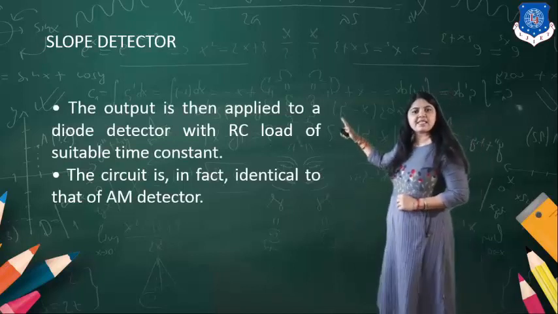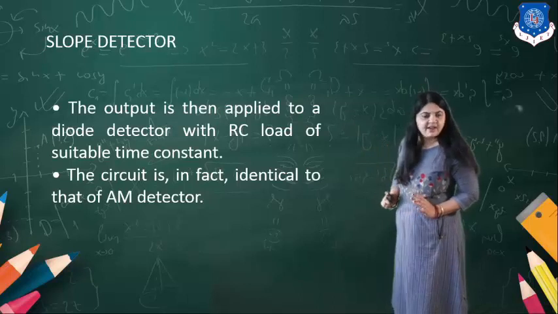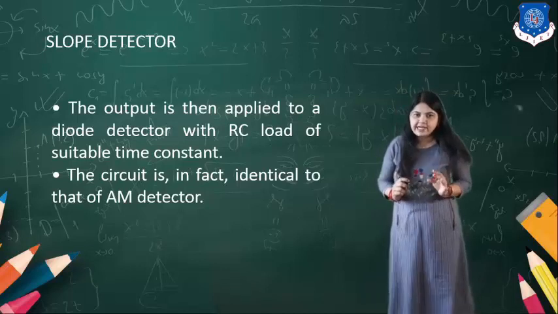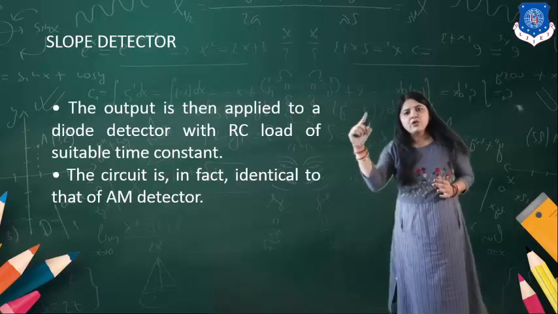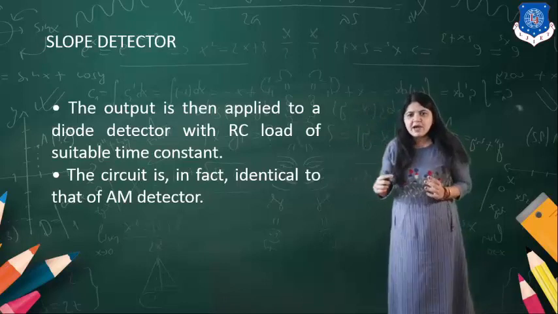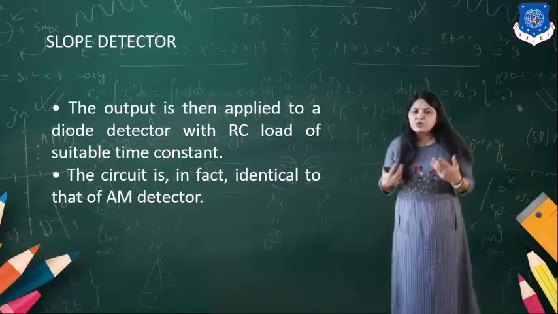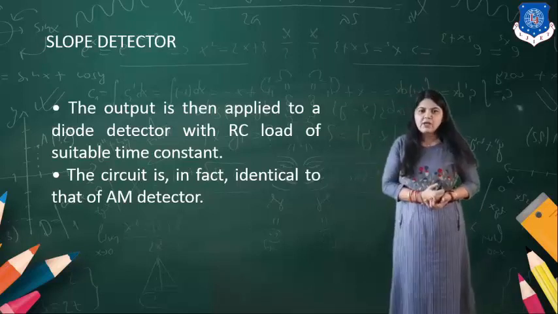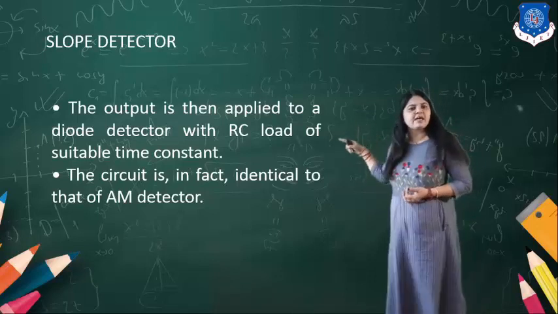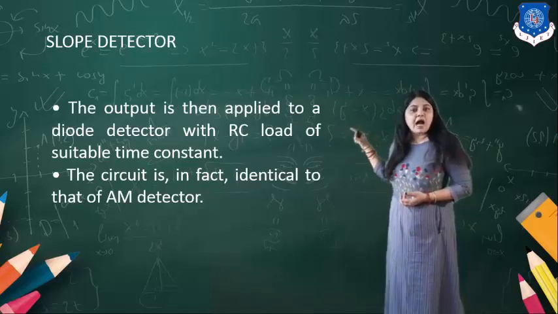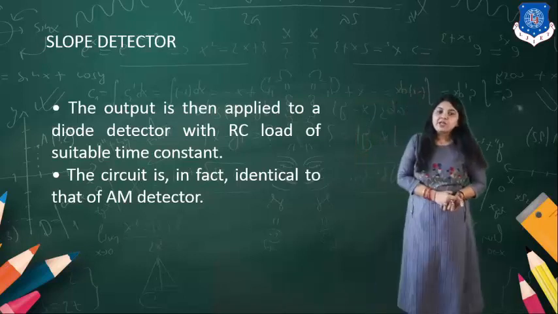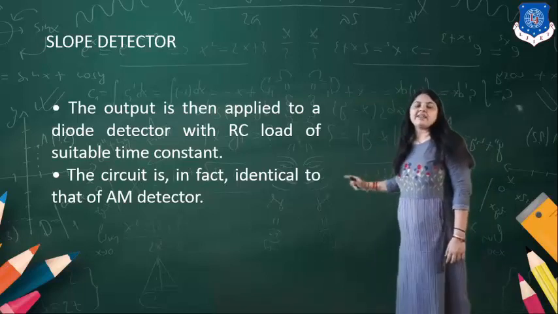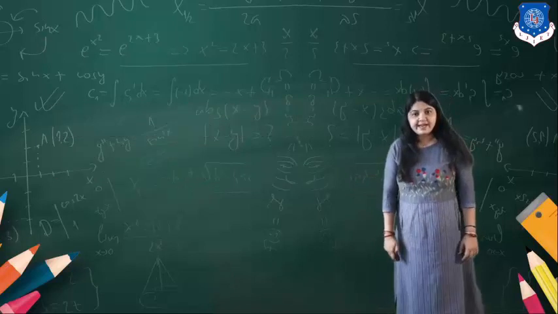The output is then applied to the diode detector. You know that in amplitude demodulation we learned about the diode detector. The diode can be forward biased and reverse biased according to the applied input signal, and we can detect the shape of the particular wave. So the output is applied to the diode detector with an RC load of suitable time constant, and the circuit is in fact identical to the AM detector.